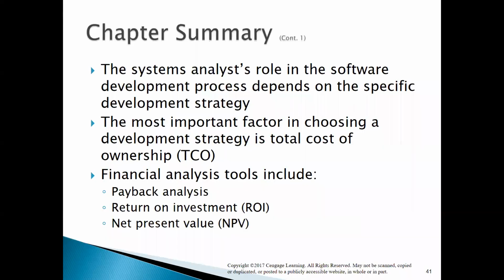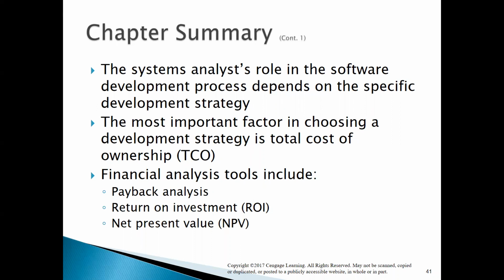Now, the system analysis role in the software development process depends on the specific development strategy. The most important factor in choosing a development strategy is the total cost of ownership. That means, what is the total cost? What is the total benefits? And see whether the benefits outweigh the total cost or not. If it outweighs, that means you are choosing a good strategy. If it does not outweigh, that means the cost is more than the benefits, and something is wrong somewhere.